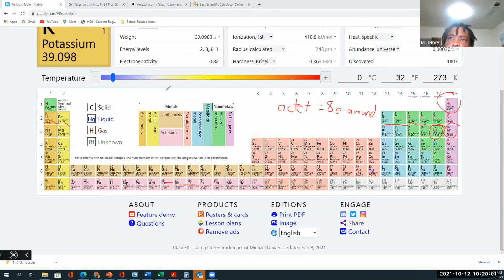Okay, helium is a special case. It only wants to have 2 electrons around it, so its octet is 2, right? So hydrogen wants to be like helium, so it only wants to have 2 around it. Does that make sense? Yes. And then lithium wants to be like helium, so it wants to get rid of 1 electron so it could be like helium. So it would also only have 2 around it.